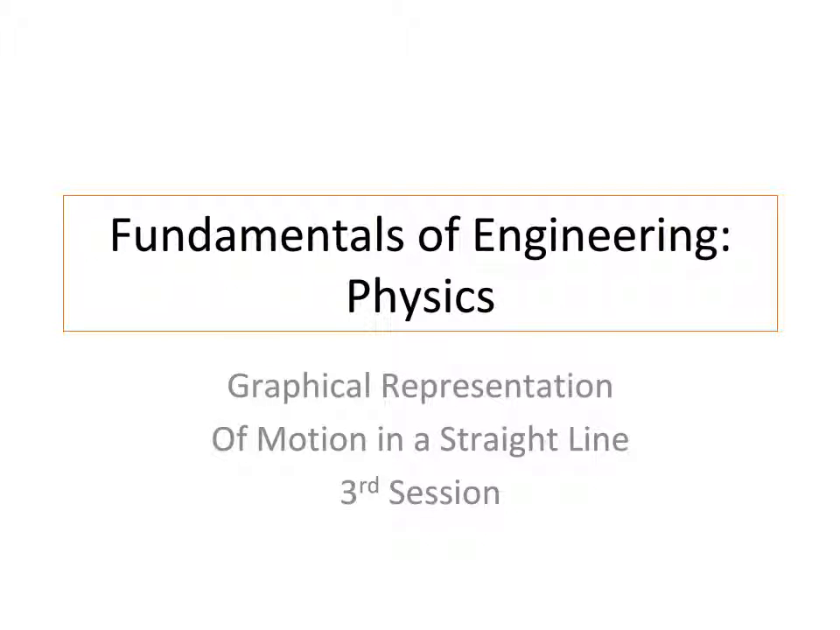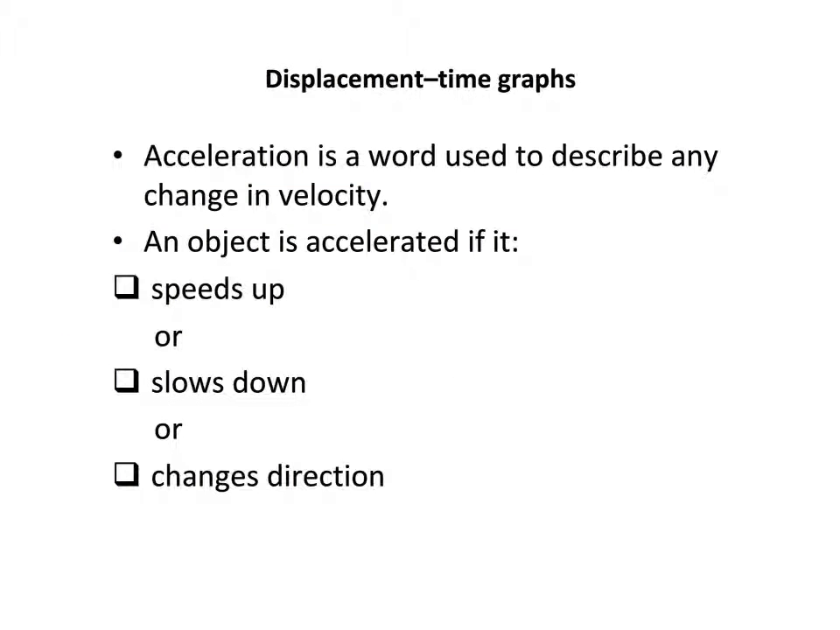This is the third of 4 sessions on graphical representation of motion in a straight line. In this session we'll look at acceleration, and we'll look at acceleration represented on displacement time graphs. An object is accelerated if it either speeds up or slows down, or if it changes direction.